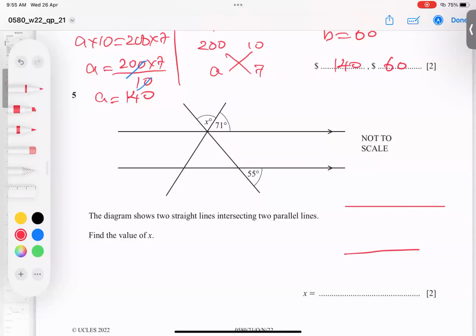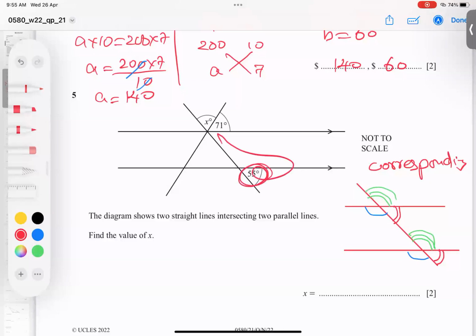Okay, listen up. Whenever two lines are positioned here, this is called corresponding angles. Corresponding means same place. So these two angles are the same. And this angle is also called a corresponding angle. So these angles are the same. I hope you got my point. Corresponding means same places. So this is 55. So what is this angle? 55.